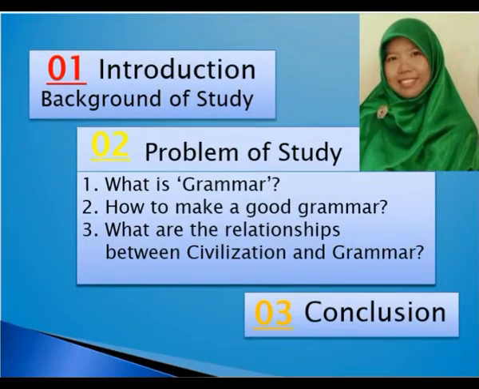In this paper, our group divided it into three parts. The first part is the introduction. It talked about the background of the study. The second part is the problem of the study, about what grammar is and how to make a good grammar. And the third is the relationship between civilization and grammar. And the last part is the conclusion.